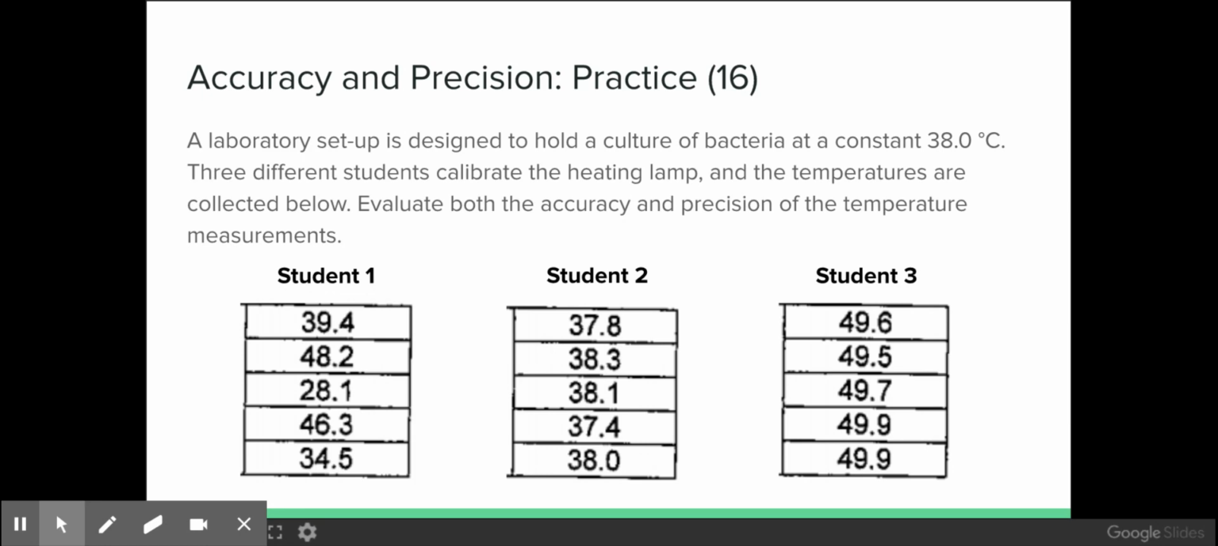I have 3 data sets here. A laboratory setup is designed to maintain a temperature of exactly 38.0 degrees Celsius, and 3 different students calibrate the heating lamp, and the temperatures are collected here. So take a moment, pause the video, and see if you can identify the level of accuracy and precision, high or low, in each of these data sets.